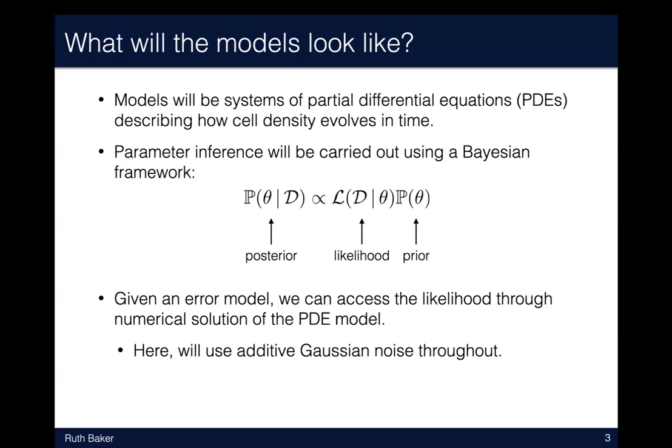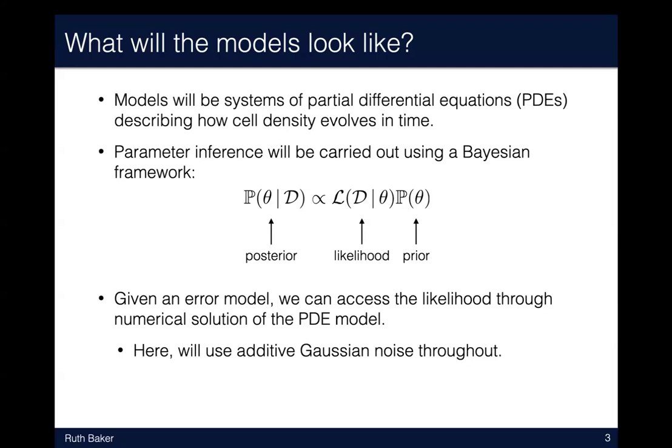And so if I have a PDE model describing the evolution of cell density over time, then if I have an error model, so that might be noise relating to the process itself, or that might be the noise that I have in my measurements, then I can access the likelihood because I can generate the numerical solution of the PDE model, and then I can convolve that with the noise model. So I'm going to do that today, and that allows me to write down the likelihood.